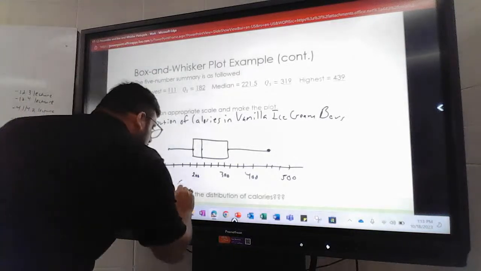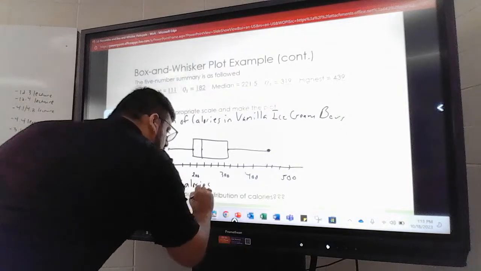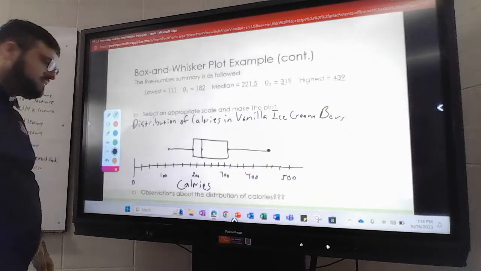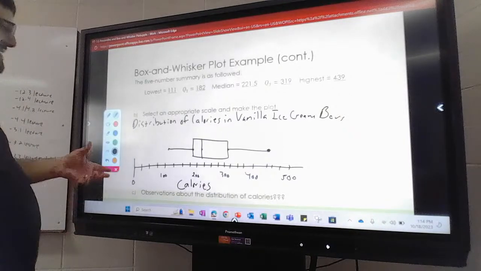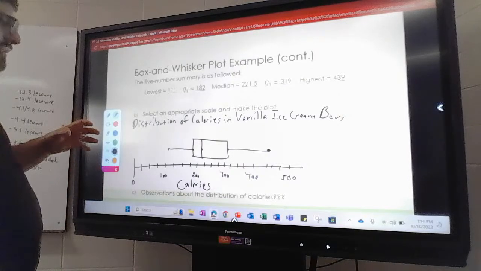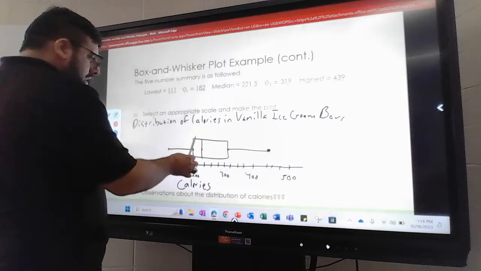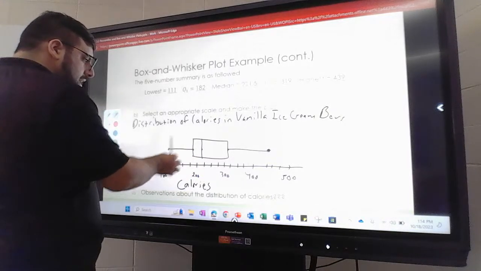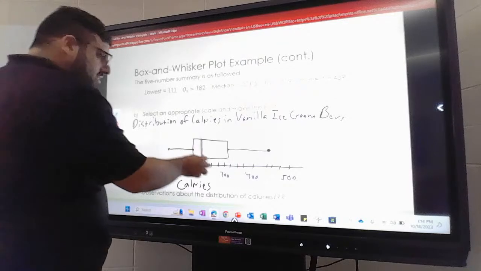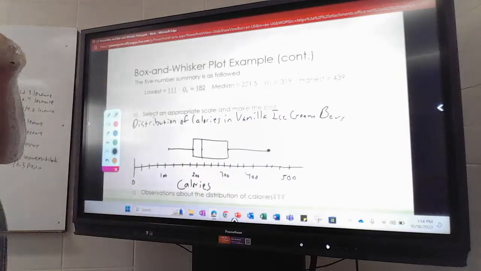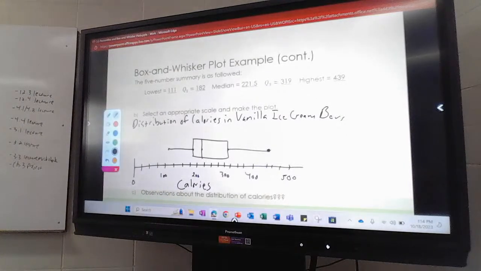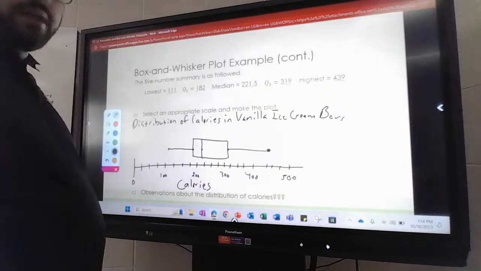Which, by the way, again, we want to make sure that our axis is labeled. And you only need to do one axis because you're drawing a box. You don't need an X and Y axis for a box. So this tells us that the amount of calories in ice cream bars towards the center is more consistent. It's not as spread out on this side of the graph as it is on this side of the graph. They're way more spread out in the top 50%, the top half of the graph, right?